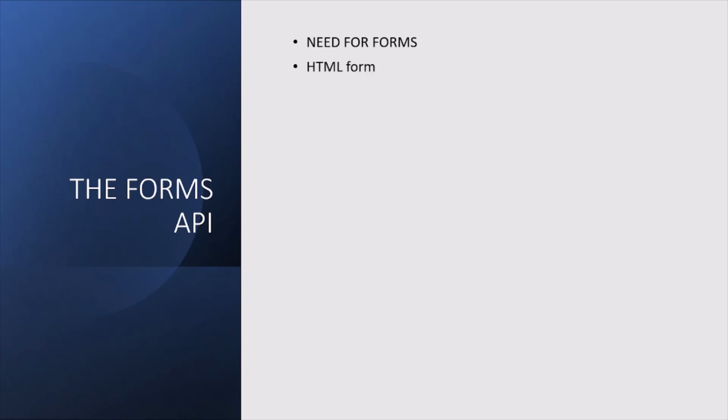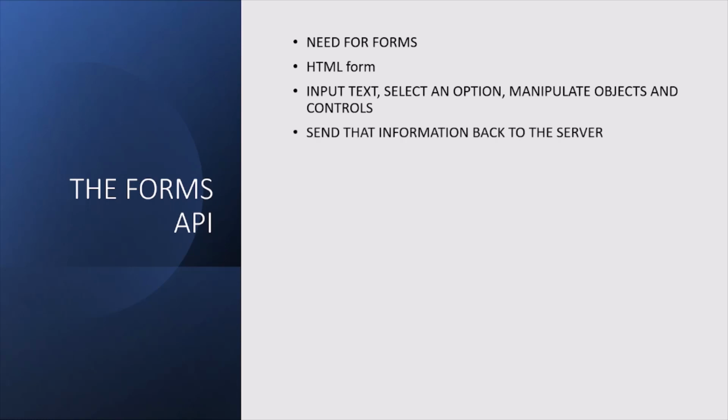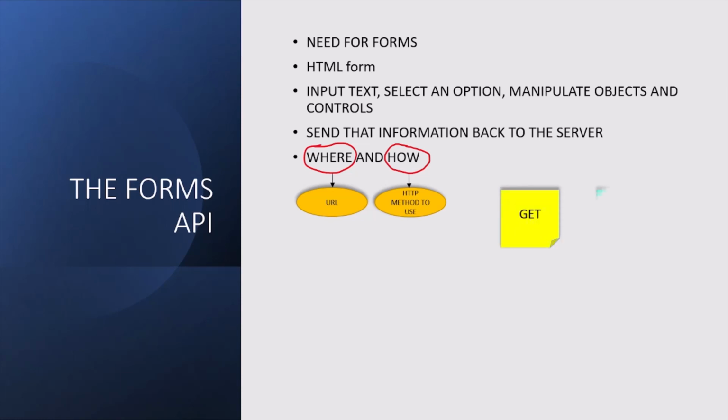Many of you would have worked with HTML forms, and as you may know, HTML forms are a collection of elements that allow users to input text, select an option, manipulate objects, etc. The information entered by the user needs to be sent back to the server, and therefore the form needs to state the where and how. Where to indicate the URL to which this information needs to be sent, and the how to indicate the HTTP method to use to send this information back to the server. We will be talking about the two HTTP methods, get and post, that could be used for this purpose. We'll do that shortly. But now back to forms and elements.